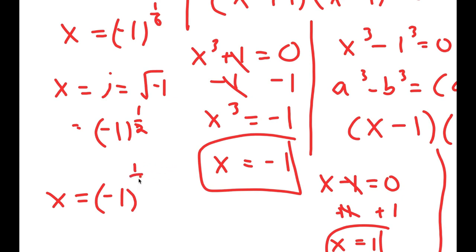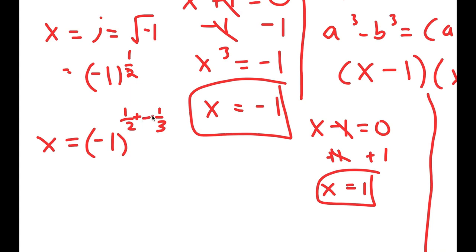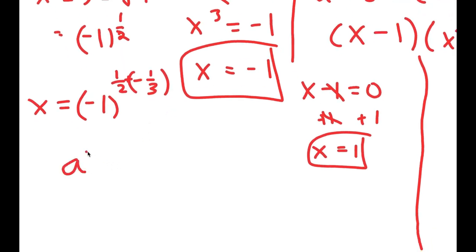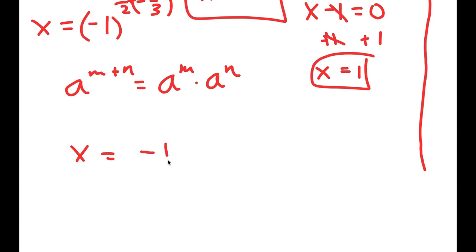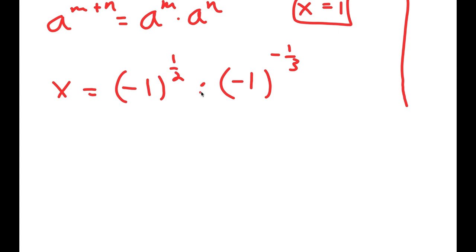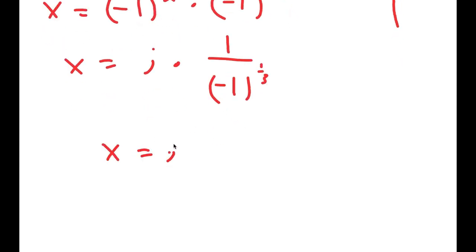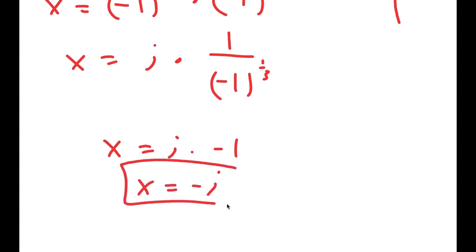Sorry, I should say 1 over 2 minus 1 over 3 is what we can rewrite 1 over 6 as. Now, this is the same thing as 1/2 plus -1 over 3. And if I have something in the form a to the power of m plus n, this is equal to a to the power of m times a to the power of n. So this is going to equal -1 to the power of 1/2 times -1 to the power of -1 over 3. -1 to the power of 1/2 is the square root of -1, which is equal to i. So we get i times -1 to the power of -1 over 3, which is the same thing as 1 over -1 to the power of 1 over 3, which is equal to -1. So I get i times -1, which is equal to -i, which is my final solution.